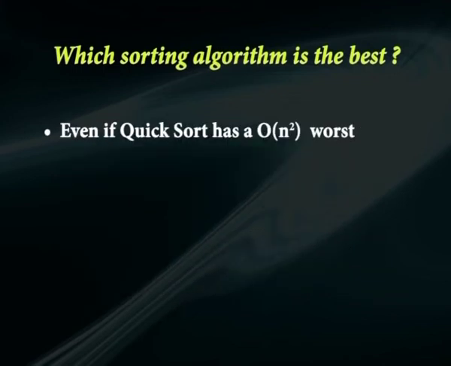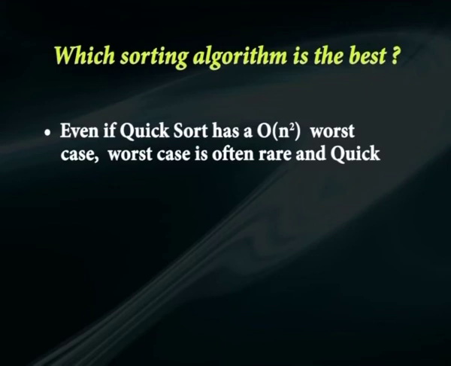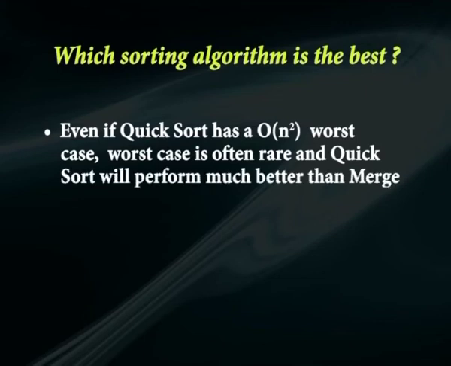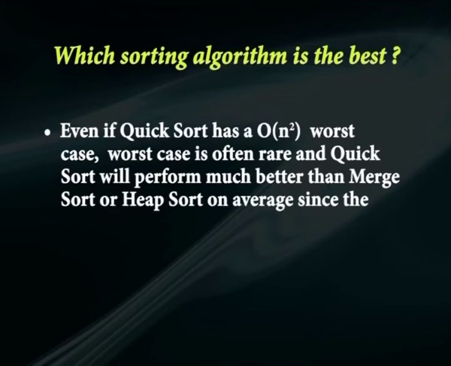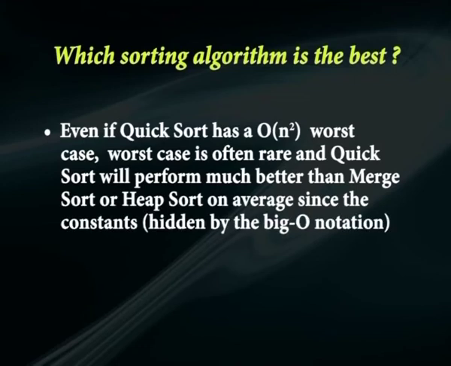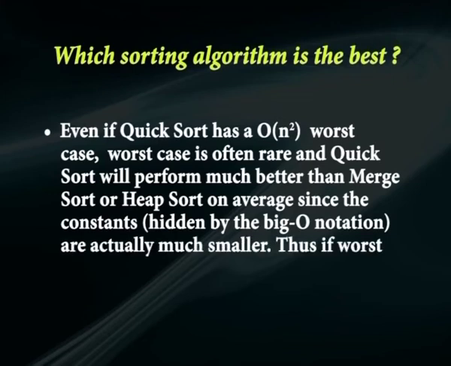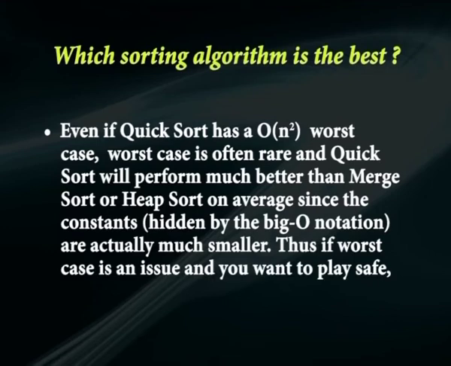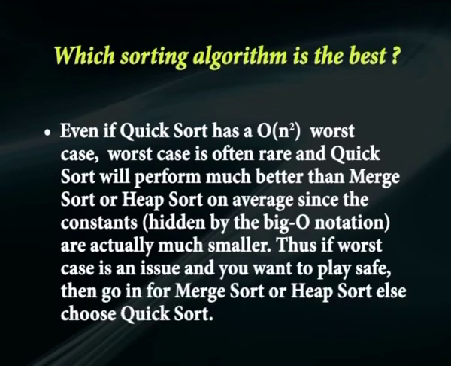Even if quick sort has an order n square worst case, it is often rare, and quick sort will perform much better than merge sort or heap sort on average, since the constants hidden in the big O notation are actually much smaller. Thus, if worst case is an issue and you want to play safe, then go in for merge sort or heap sort, else choose quick sort.